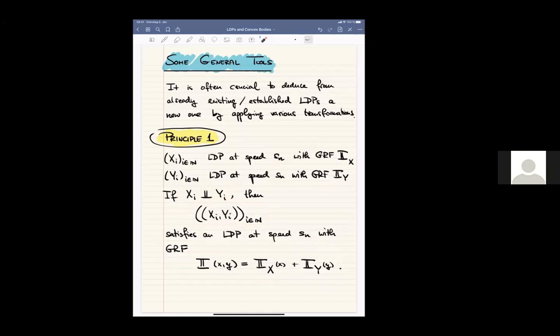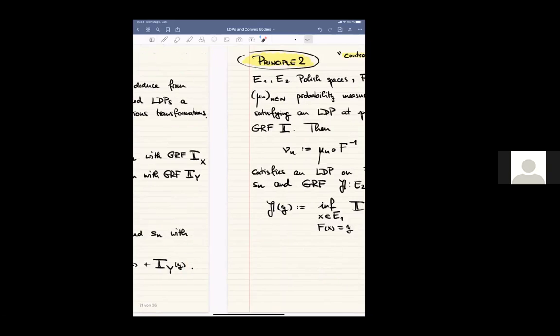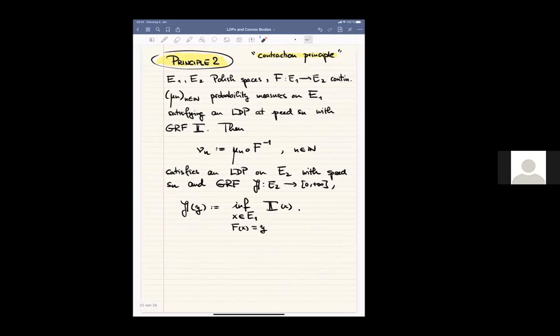So if you have a vector like this and the coordinates are independent and they satisfy LDPs at the same speed, then you get an LDP for the vector, and the rate function looks like this. Okay. So the next principle, which is known as the contraction principle, is as follows.